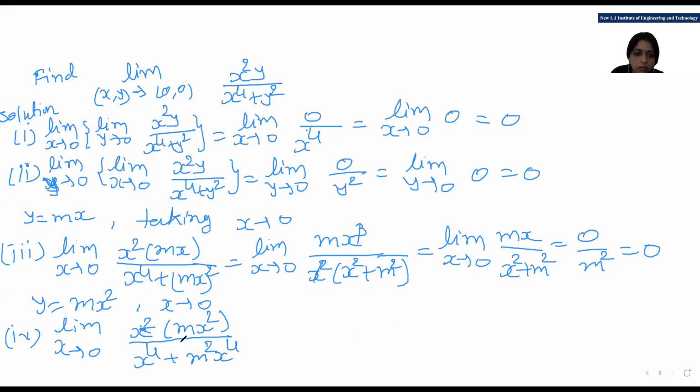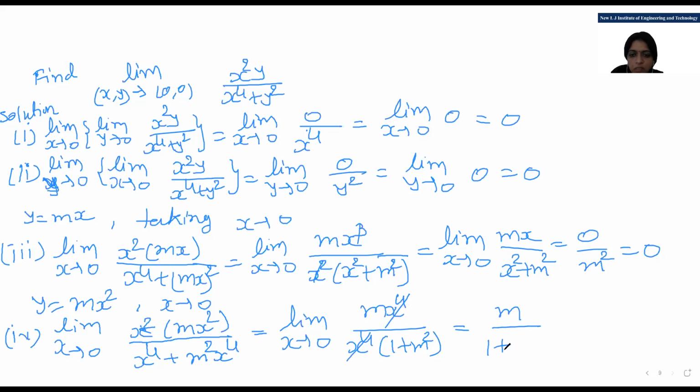So now the power of x are same. Understand? So limit x tends to 0. If I keep x raised to 4 common, and in the numerator x raised to 2 into x raised to 2, that is x raised to 4, then I have 1 plus m square. Now both x raised to 4 will be cancelled out. So now the remaining term is just m upon 1 plus m square.